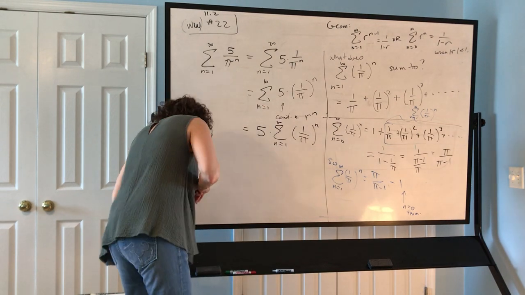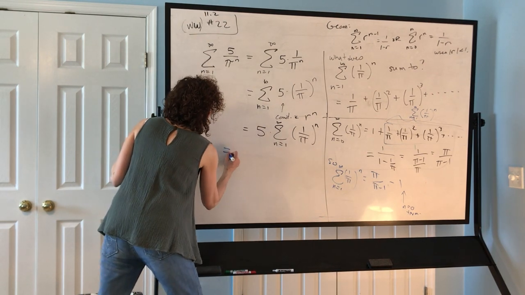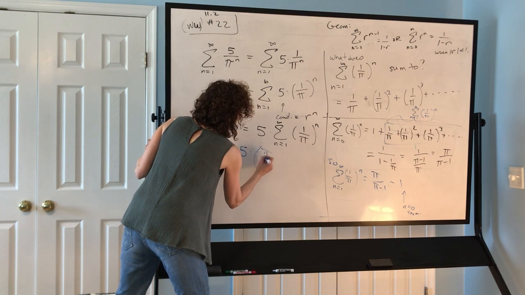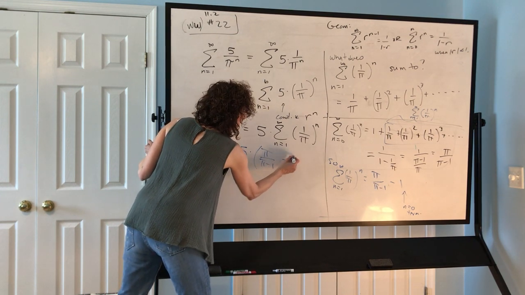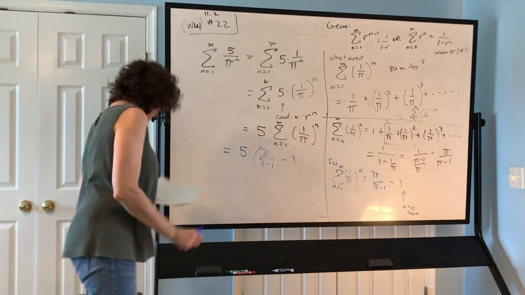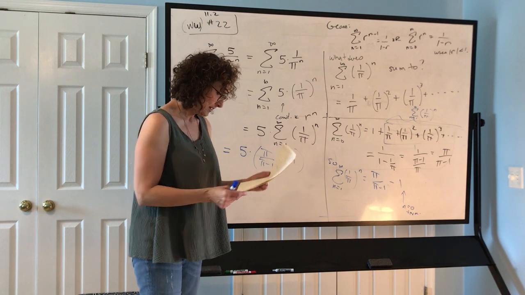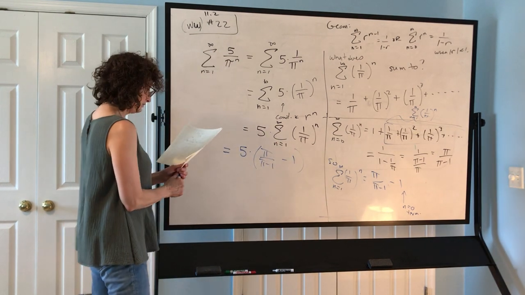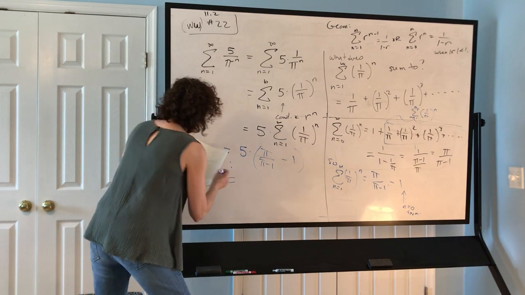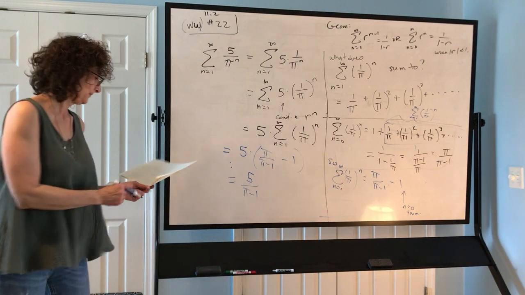Alrighty, next time, and there we are. Oh, we haven't finished this problem yet. So what is the sum of this guy? That sum is 5 times that expression, pi over pi minus 1 minus 1. Awesome. I think that does it for today, except that if you wanted to simplify that just for fun, you could find that that is just the same as 5 over pi minus 1.